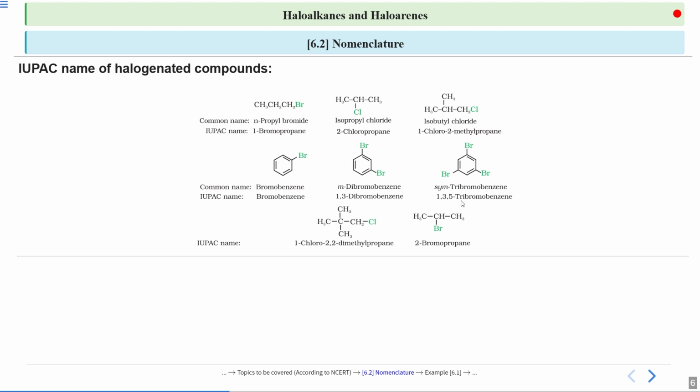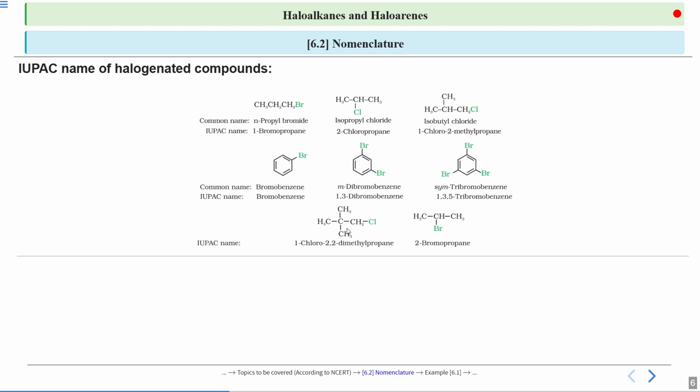For the IUPAC name, you have to do the numbering. You can start from anywhere. If you start from this carbon, you have to give it 1, okay? Because the carbon at which the bromine or the halogen is present, you have to give it the lowest possible number. So let's start with 1 at the carbon at which bromine is present. So 1, 2, 3, at 3 there is bromine, 4, 5, at 5 there is bromine, right? So there are a total of 3 bromines. So how can you write the IUPAC name? 1,3,5-tribromobenzene.